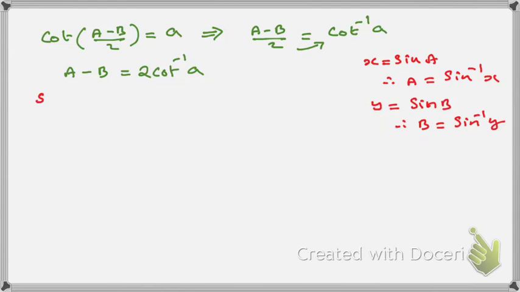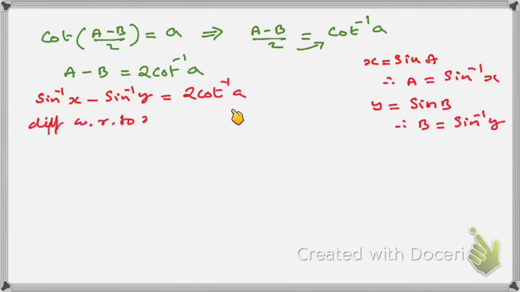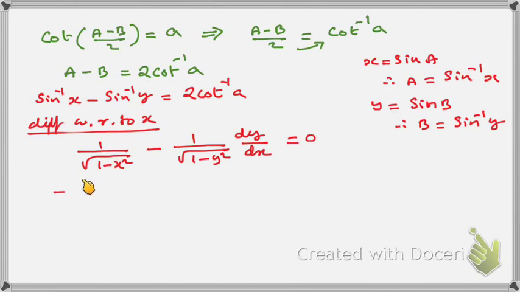So I know the values of a and b, which I am going to write here. So this is going to be a replaced by sin inverse of x minus b replaced by sin inverse of y is equal to 2 cot inverse of a. And then I say differentiating with respect to x. When I differentiate, derivative of sin inverse of x, 1 by root of 1 minus x square. And derivative of sin inverse of y, 1 by root of 1 minus y square. But anything in y when you differentiate, sin inverse of y derivative is 1 by root of 1 minus y square into dy by dx.